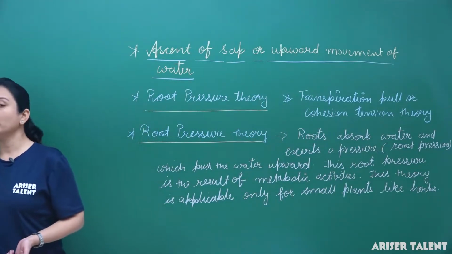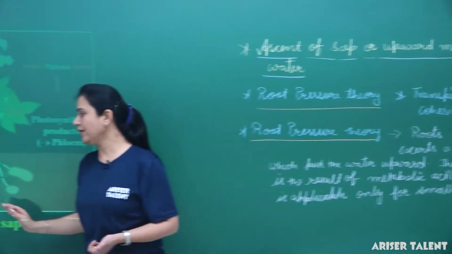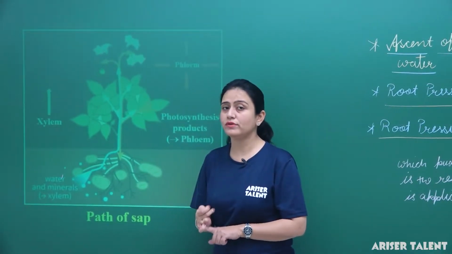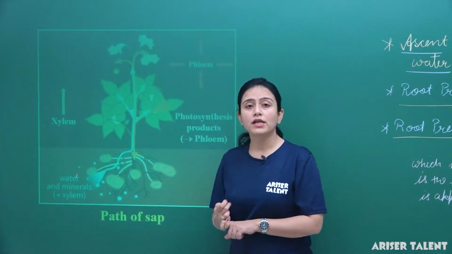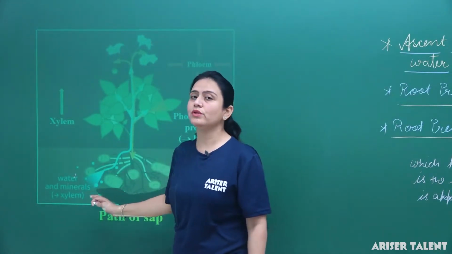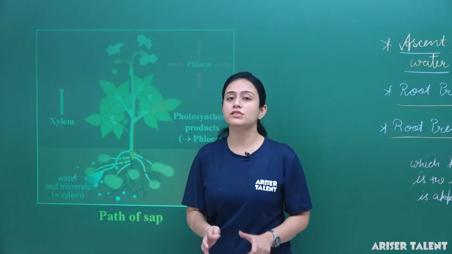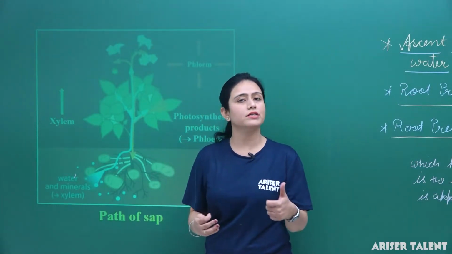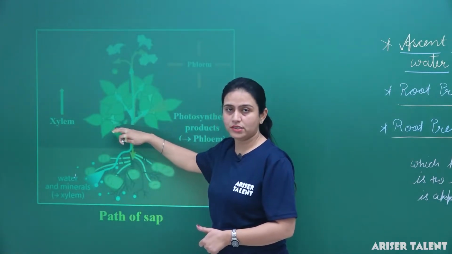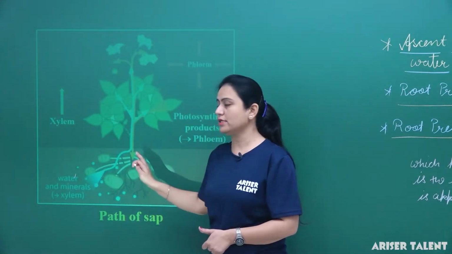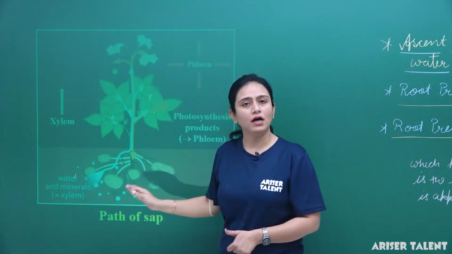Come to the diagram. Here, as I have already explained, water and minerals are absorbed. This is the first process, that the water and minerals are absorbed by the roots. Now, due to the metabolic activities, these roots create a pressure that is known as root pressure, and then they push the water upwards. Generally this process is applicable in herbs only.